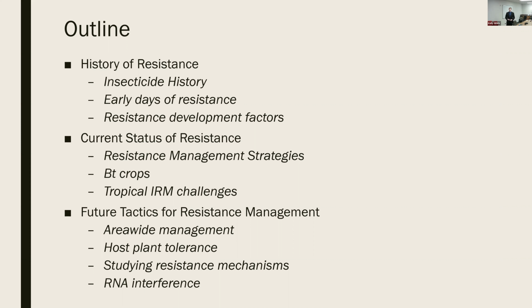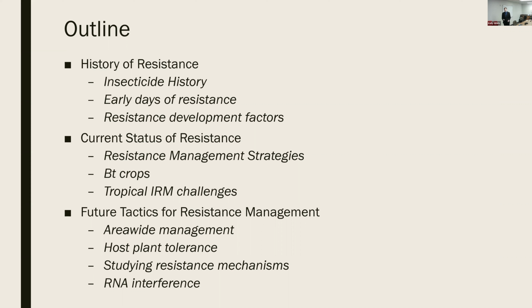I then intend to talk a little bit about the current status of resistance, with some of the resistance management strategies that are being employed, talking about Bt crops and the role that they play in managing resistance, and also the concern of resistance that they pose. And then I'll talk about some interesting challenges with managing insecticide resistance in tropical crops.